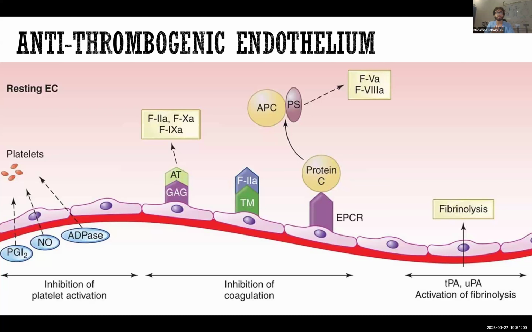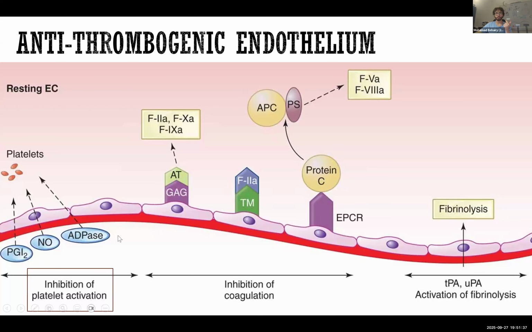But now let's talk about how this happens. How is the endothelium maintaining this anti-thrombogenic state? It maintains it with multiple substances, and I want you to memorize them. These are important. First, we have things that inhibit the activation of platelets, things that stop platelets from even forming or activating. What are they? PGI2, which is prostacyclin, nitric oxide, and ADPase.